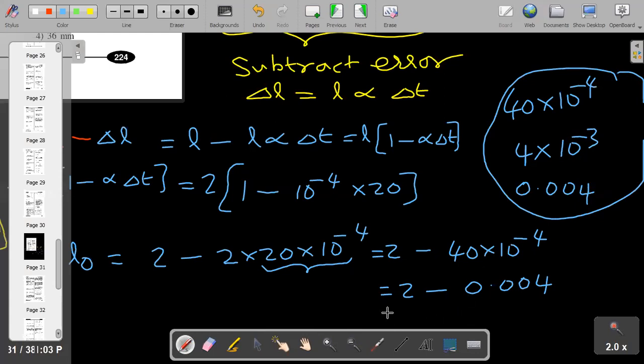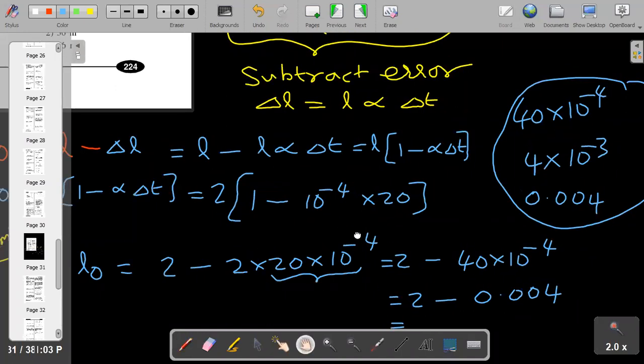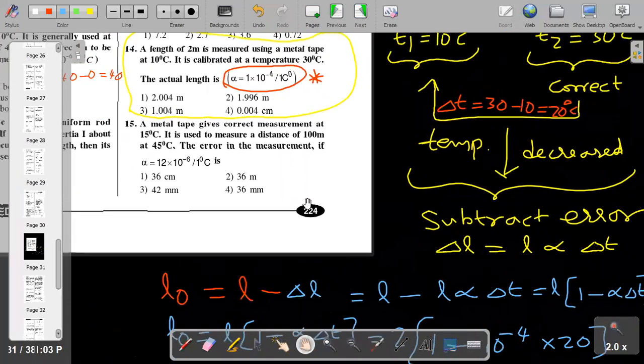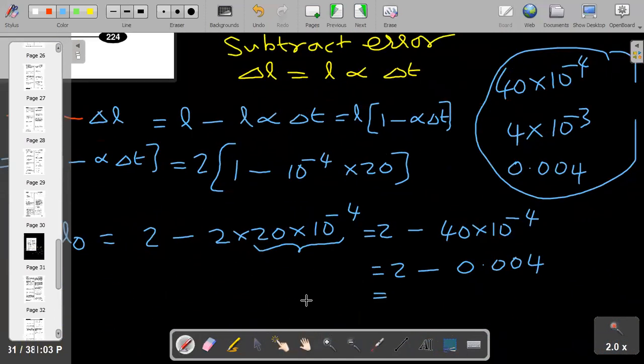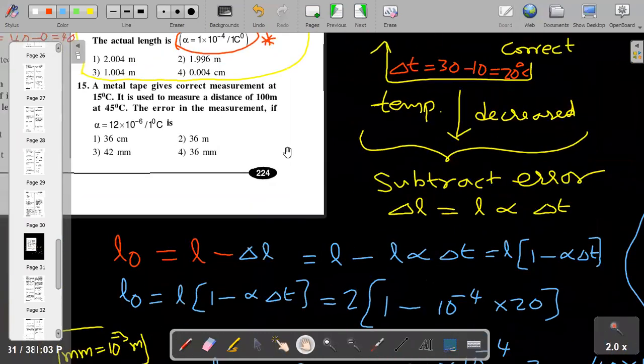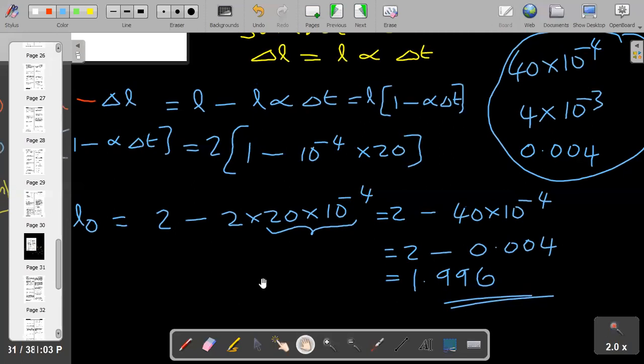So what is 2 minus 0.004? Can you calculate and tell me what answer we are going to get here? 2 minus 0.004 means, can I write 1.996? Just take the calculation here, we will get 1.996. So my answer is 1.996. What are the units given? Meters. So the answer is also in meters.